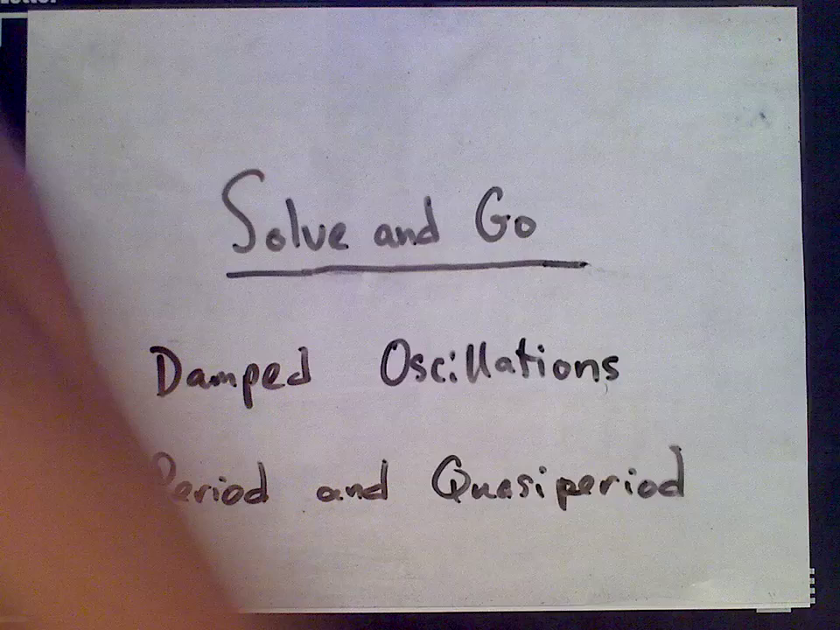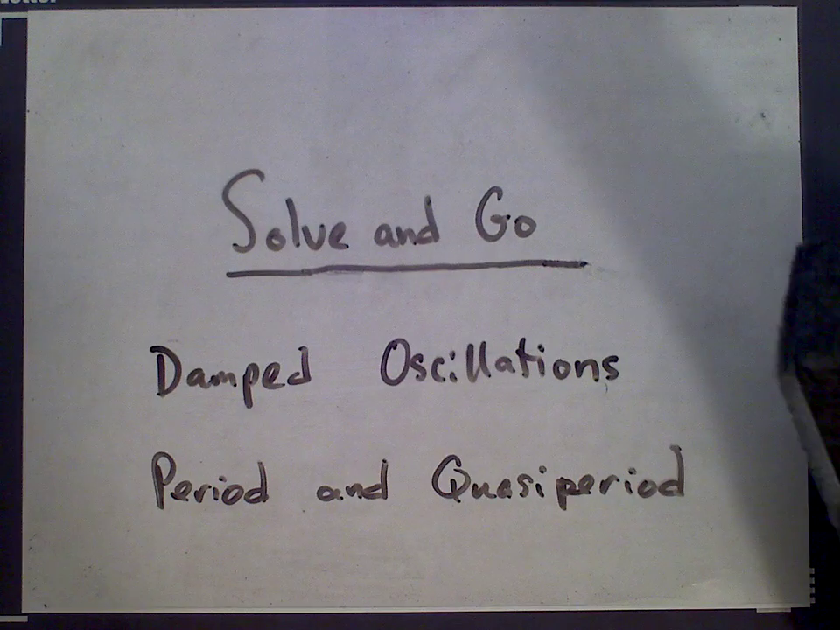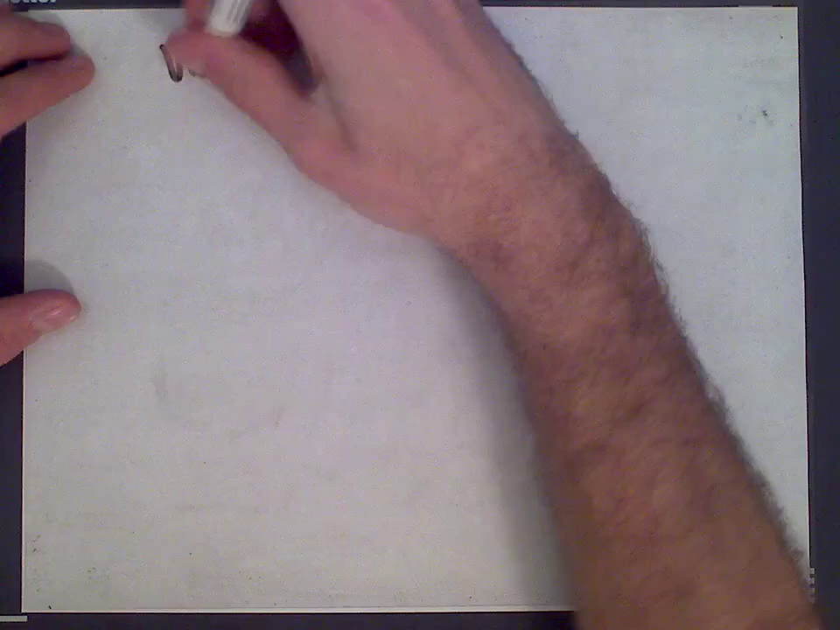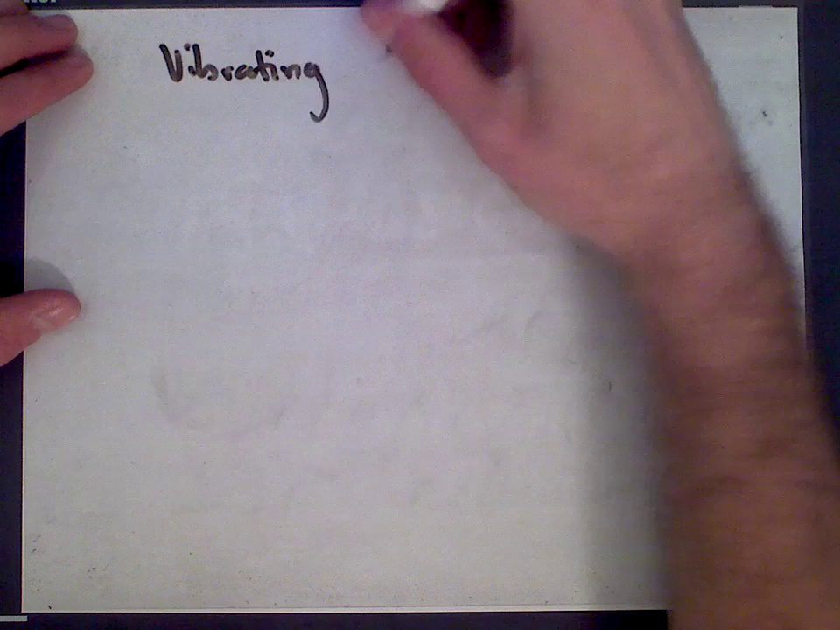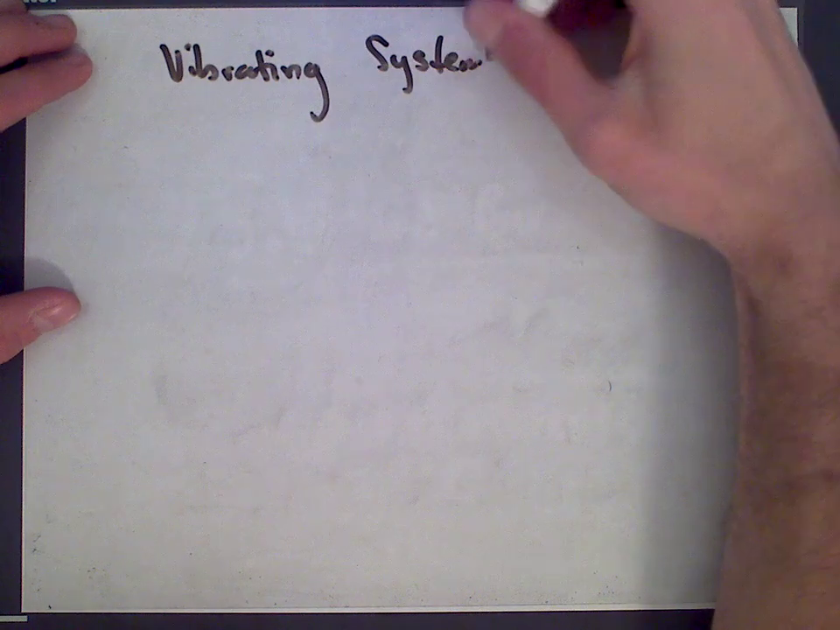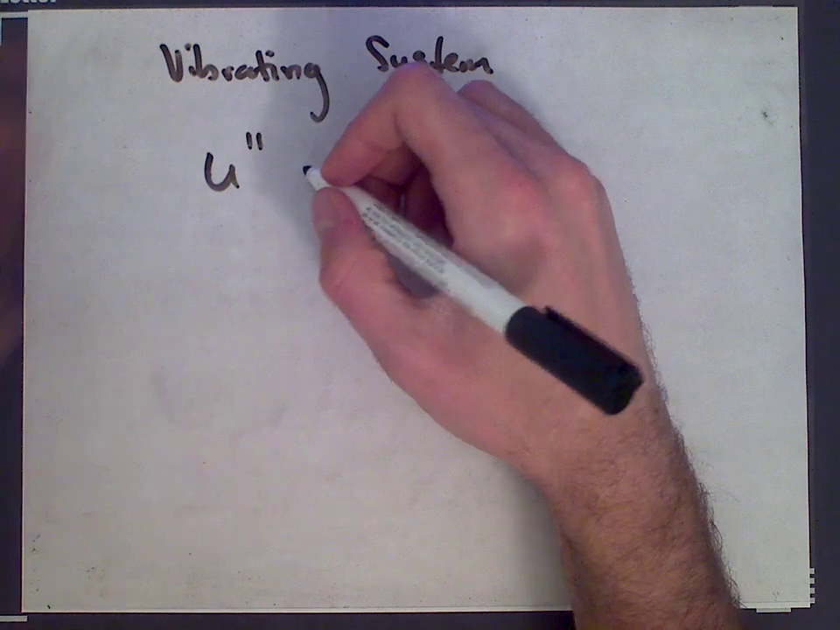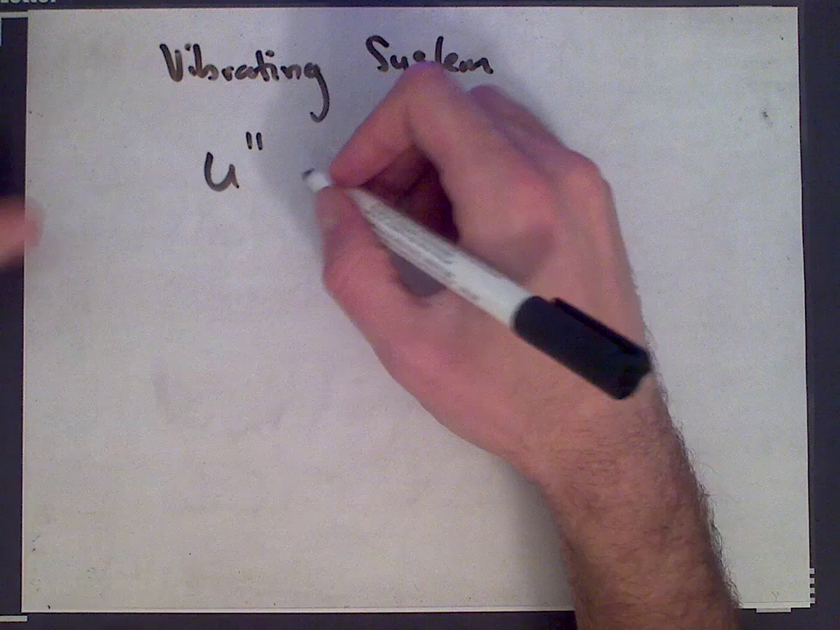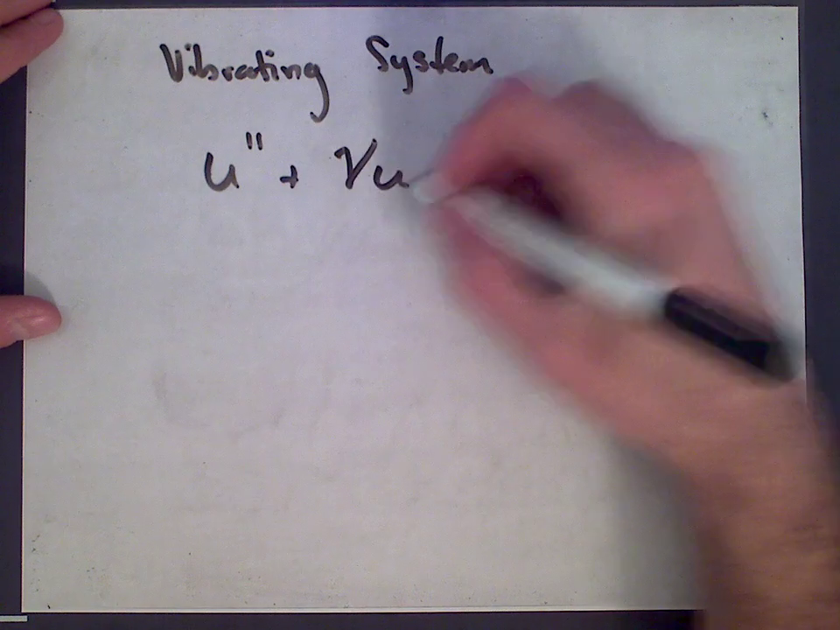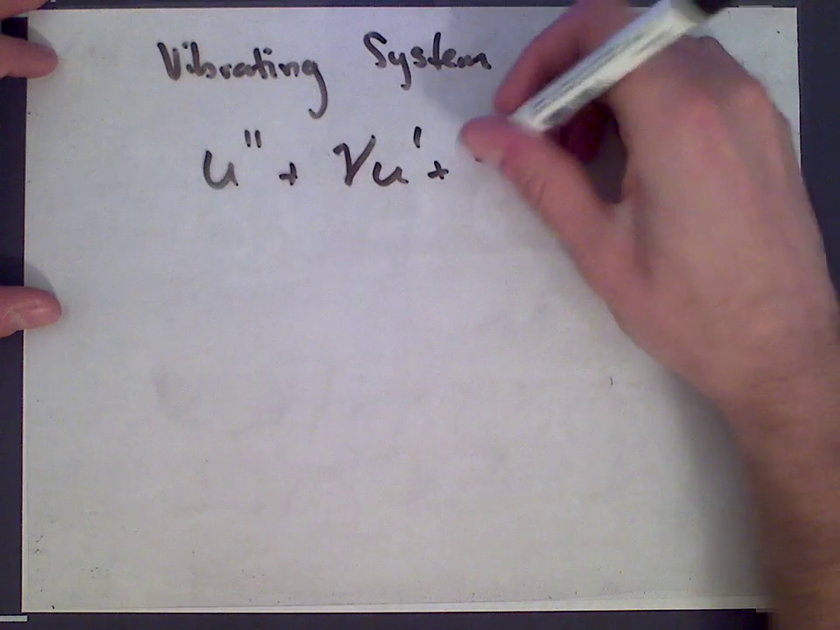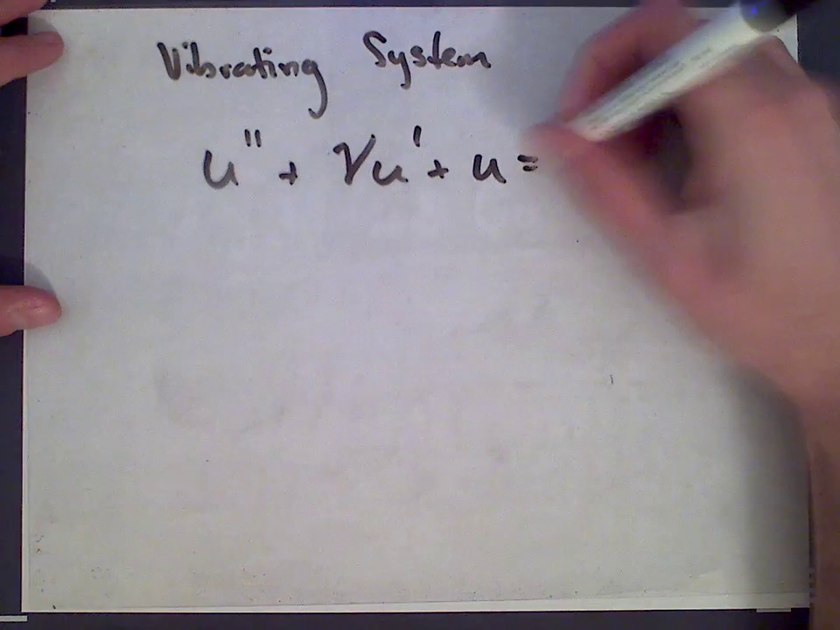Okay, so let me give you the question. We have a vibrating system satisfying a particular differential equation. The differential equation is u double prime plus gamma u prime plus u equals 0.